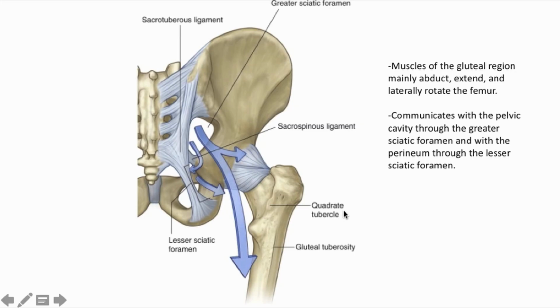The gluteal region communicates anterior medially with the pelvic cavity and perineum through the greater sciatic foramen, like we've already said a couple times. The sciatic nerve enters the lower limb from the pelvic cavity, passing through the greater sciatic foramen and descending through the gluteal region into the posterior thigh and then into the leg, into the foot.